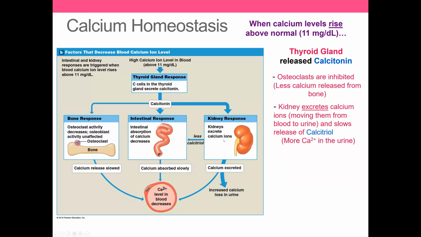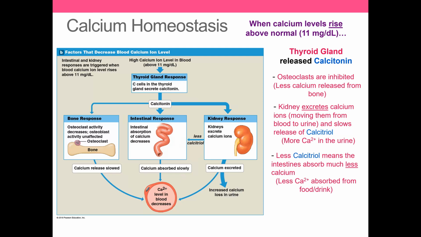The kidney this time is going to excrete calcium ions, and what that means is that they take them out of the blood and put them in your urine. So you're going to pee out more calcium in your urine. And then the kidney is going to slow the release of calcitriol. So it's going to release less calcitriol. Having less calcitriol means the intestines are going to absorb much less calcium.